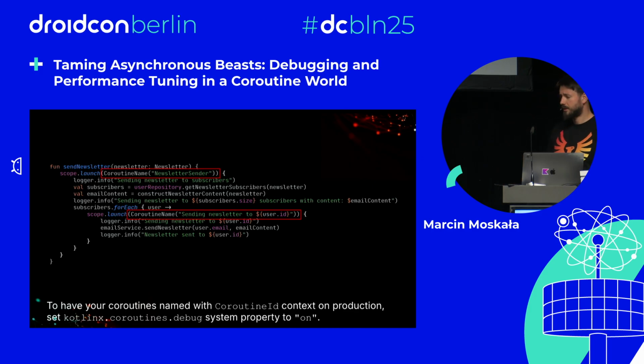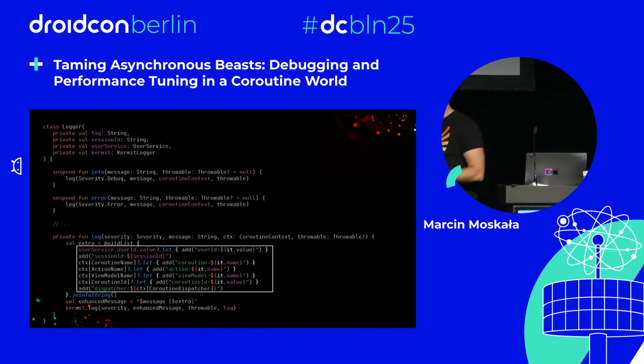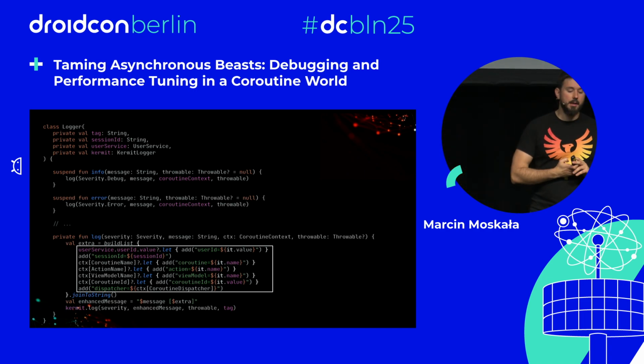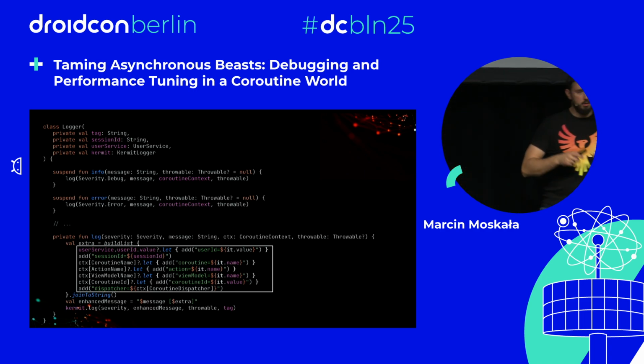So how can you read it afterwards? Every suspending function has access to its context. We can use that. One of the techniques that we are using is defining a custom logger, which is a wrapper over the logging library that we use.